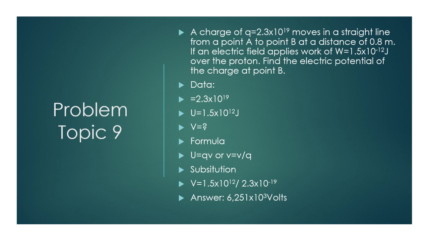Problem topic 9. A charge of Q 2.3 times 10 to the 19 moves in a straight line from a point A to point B at a distance of 0.8 meters. If an electric field applies work of 1.5 times 10 to the negative 12 joules over the proton, find the electric potential of the charge at point B. So we have the data, and we use that formula, and the answer is 6.251 times 10 to the 3.